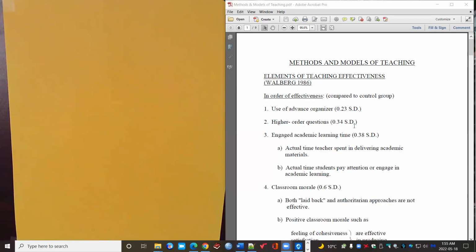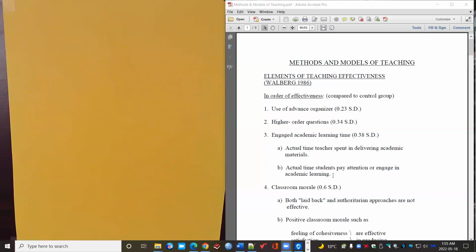Okay. Now, the next one, number 3, is engaged academic learning time. So what is it here? That is to say, the actual time the teachers spent in delivering academic materials. So this time the actual time was spent in delivering, right? And also the actual time students pay attention or engage in academic learning.